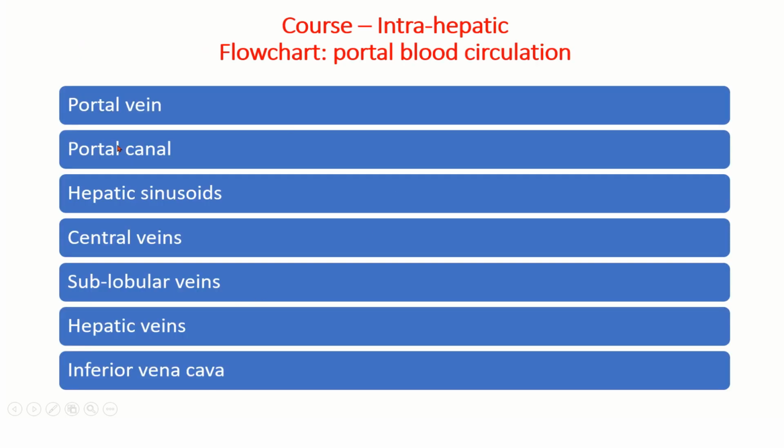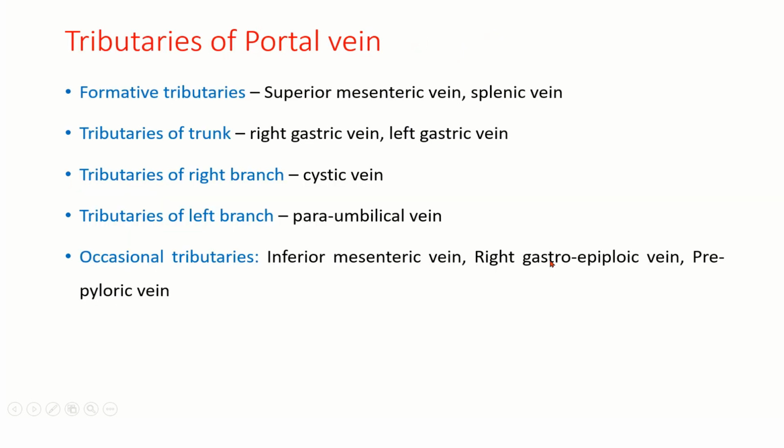So this is the flow in the intrahepatic course. If you see, portal vein dividing into branches, and those smaller branches passing through portal canal along with hepatic artery branches and bile ductules, reaching the hepatic sinusoids, conveying the blood here. So here they mix up with the blood of the hepatic artery, and also hepatocytes are exposed to this blood here. Then the hepatic sinusoids convey blood to the central veins, to the sublobular veins, to the hepatic veins, to the inferior vena cava, which ultimately drains into the right atrium of heart.